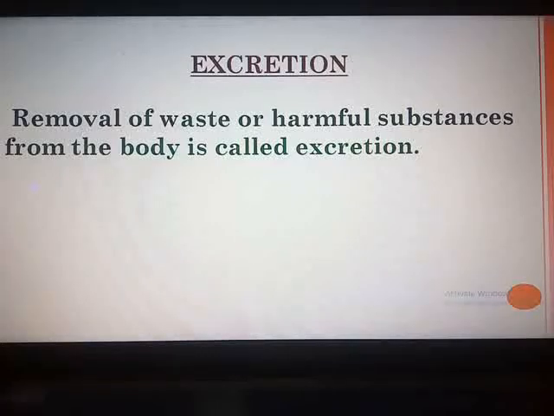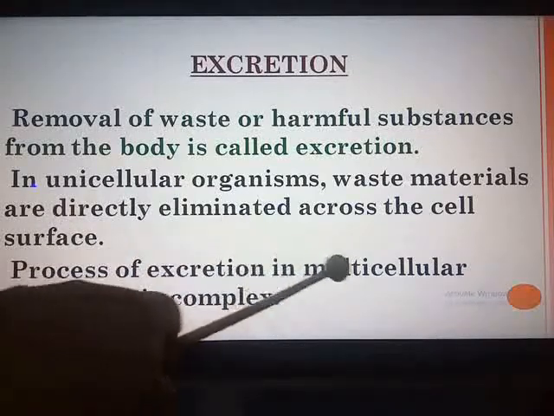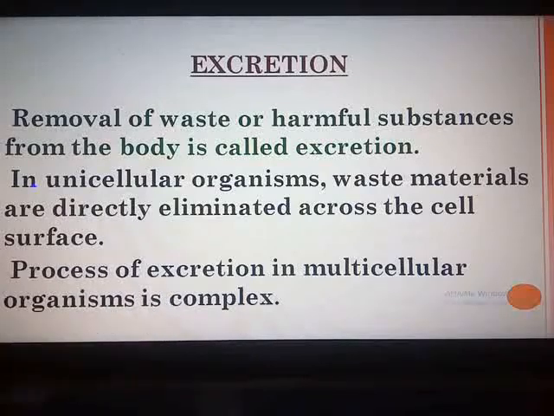So that simple process of throwing the garbage outside your house every day on a regular basis is called excretion, and similarly is the excretion in all the living organisms. Removal of the waste or harmful substances from the body at regular intervals of time, that is excretion. And as I have told you, different organisms use different modes. In unicellular organisms, unicellular means the organisms which have a single cell, waste materials are directly eliminated across the cell surface because there is only a single cell to carry out all their processes, whereas the process of excretion in multicellular organisms is complex.